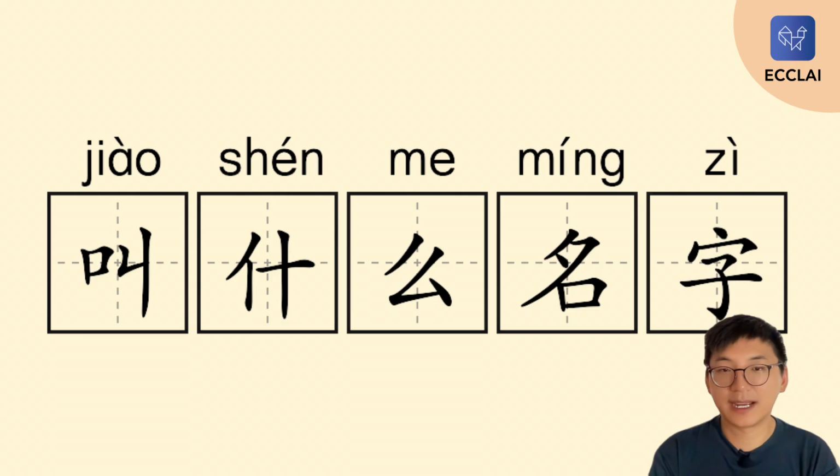The next 2 characters are 什么. 什么 means what, or you can also say 什么, alright? 什么 what. The next 2 characters are 名字, okay? 名字 means name, alright? 名字.